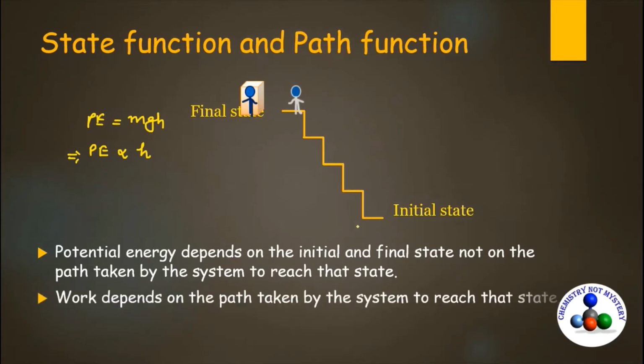While the work done by both guys is different. The one who took the stairs has done more work as compared to the guy who took the lift. So here, work depends on the path taken by the system to reach that state. So that's why work is a path function, while potential energy is a state function.